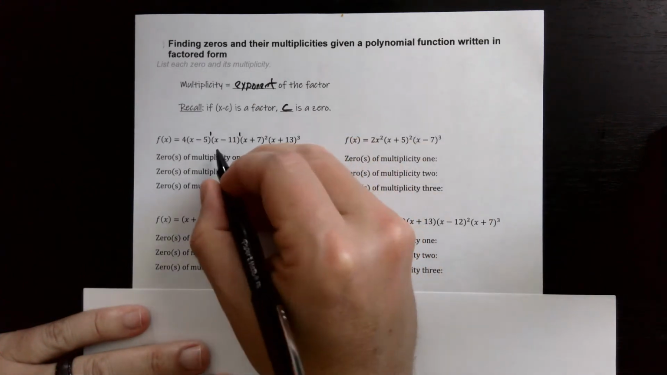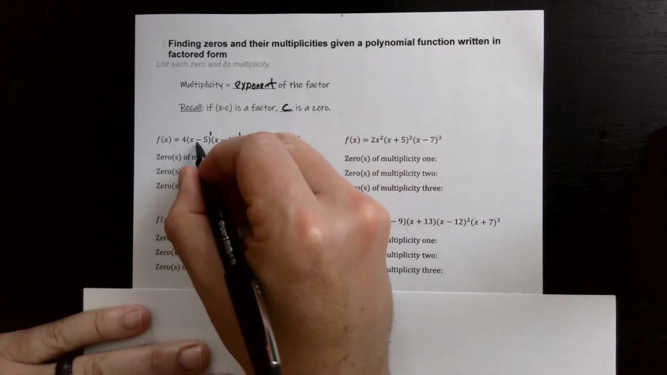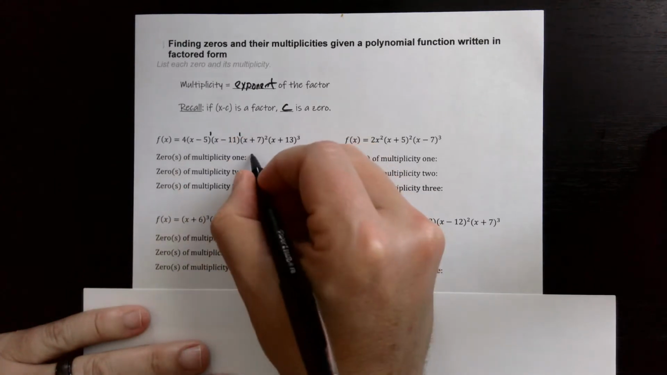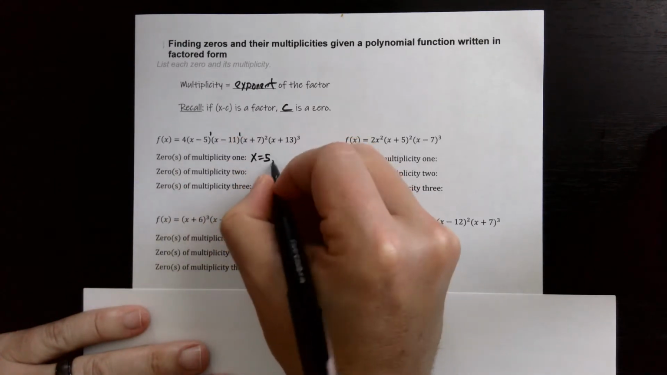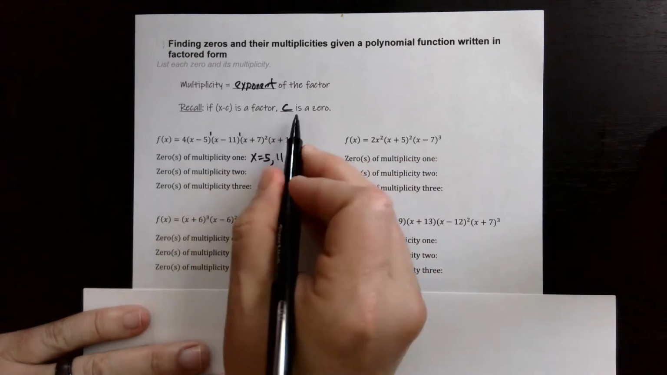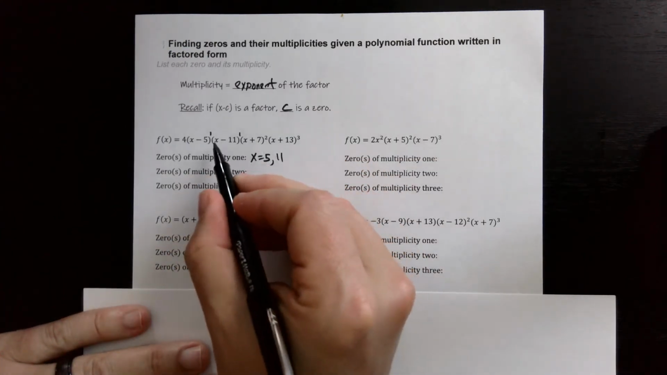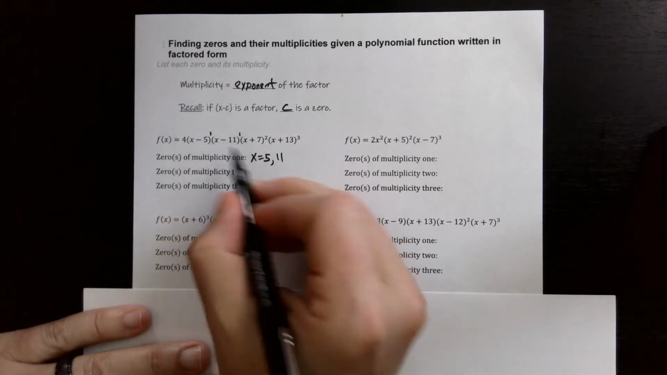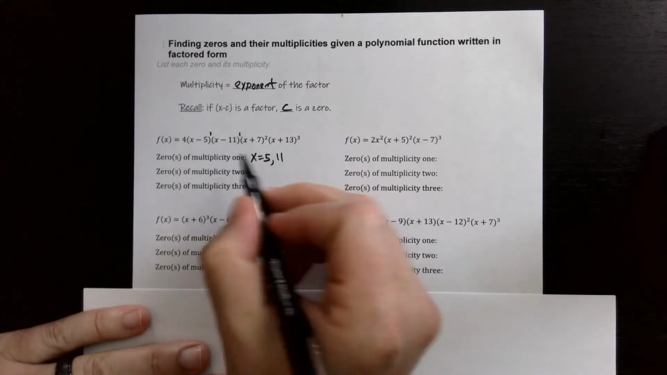If we solved those, that would give us x equals 5 and x equals 11. Remember, if x minus c is a factor, then c is a zero. So set each term equal to 0. That's the reason you get positive 5 and positive 11.